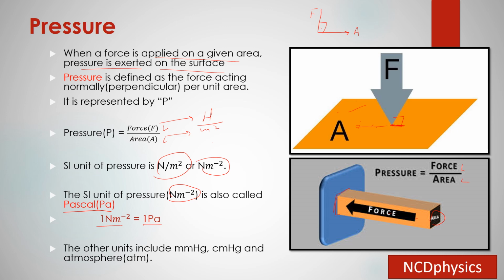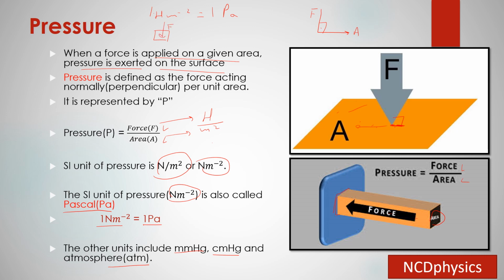Other units used for pressure are millimeter mercury, centimeter mercury, and atmospheric pressure. Atmospheric pressure is represented by ATM. I want to tell you the meaning of this: we said 1 Newton per meter square is equal to 1 Pascal. What is the meaning of this? It means that if, for example, we have a surface area and a force is acting on it.